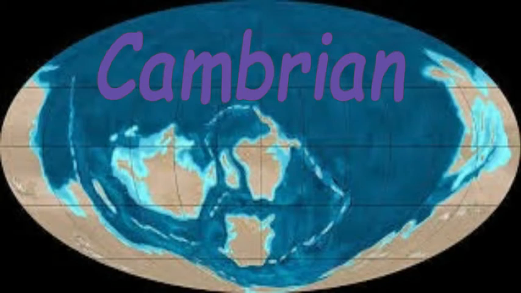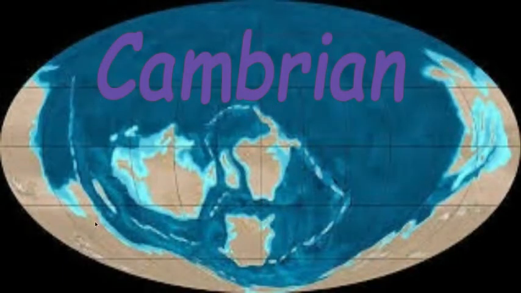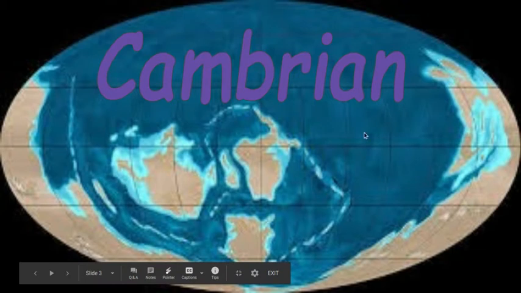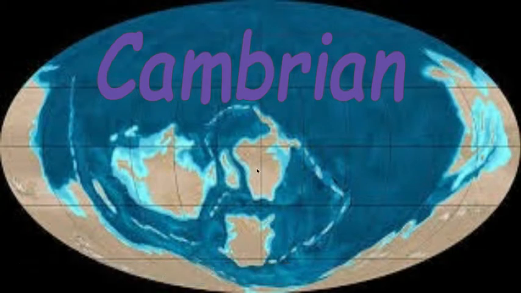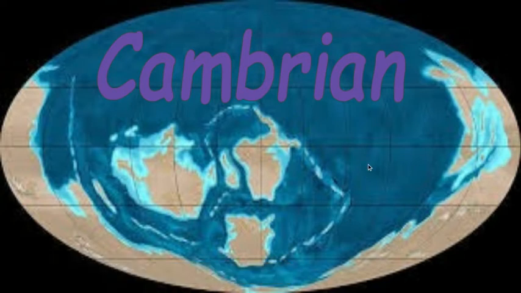Here's the map of the Cambrian period with Laurasia right here. This is Laurentia and some part of Europe and Asia, and then here we have Gondwana, which consists of the southern half of the world.